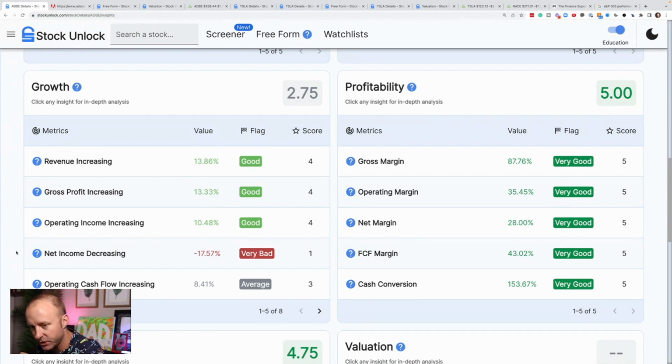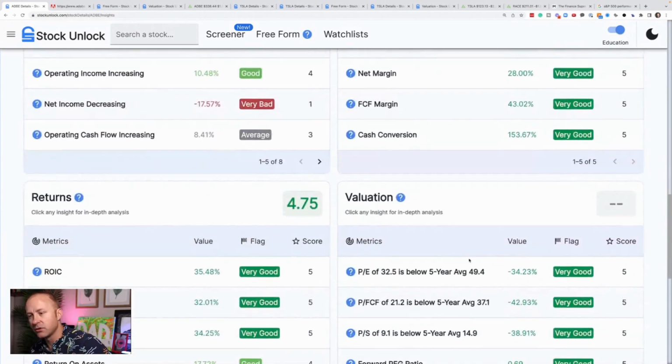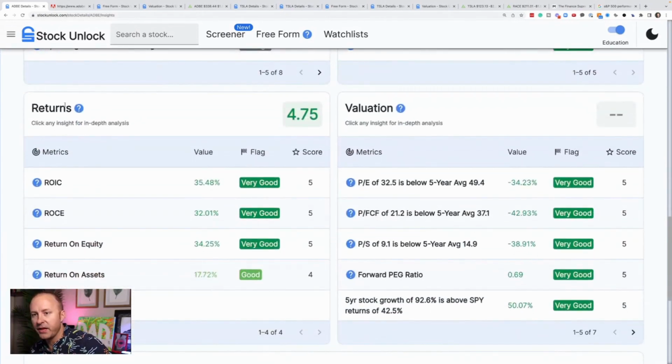an acquisition. And then the profitability of this company is extremely strong. Gross margins at almost 88%, operating margin at 35%, net margin at 28%, free cash flow margin at 43%. So very strong there. And then they get a strong return on invested capital at 35% and 34% return on equity. If we look at its PE, it's at 32.5, which is below its 5-year average of 49.